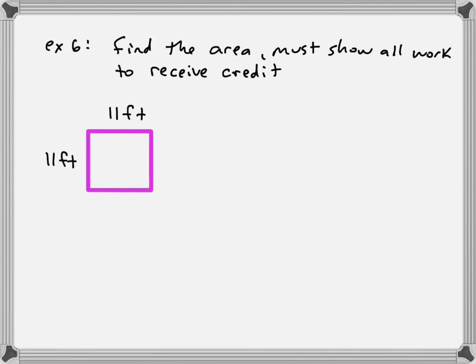Here we have a square that is 11 feet by 11 feet. So the area is that 11 feet times 11 feet. When we multiply those 11s together, we get 121. And when we multiply feet times feet, we get feet squared. So the area of this square is 121 feet squared. Let's look at another example.